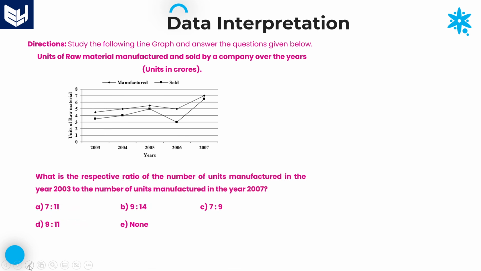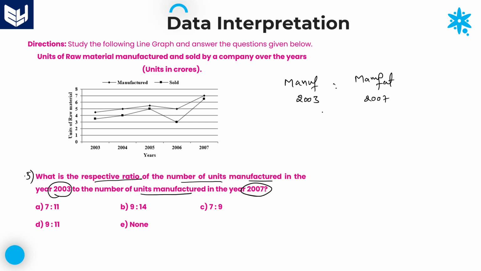Last question in this session. See here. Here the question is, what is the respective ratio? Here we need to calculate the ratio of number of units manufactured in the year 2003 to the number of units manufactured in the year 2007. So we need to take the ratio of number of units manufactured in the year 2003 and the second one is number of units manufactured in the year 2007. You need to take the ratio of these two. First 2003 and next 2007.